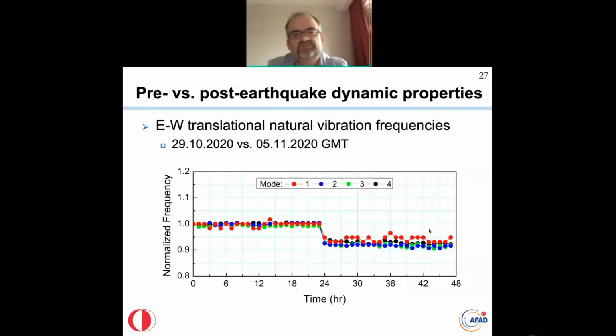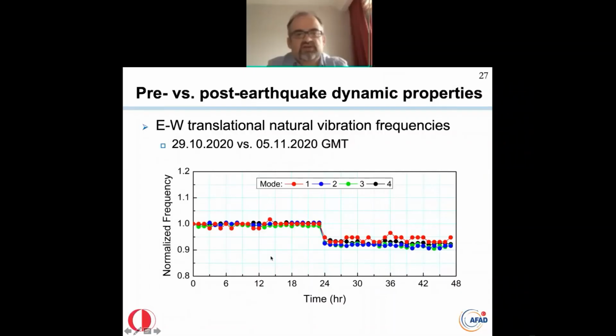All right, so here you see the comparisons of east-west translational natural vibration frequencies before and after the earthquake. So note that the frequencies are normalized with respect to their initial values, and the change in the fundamental frequency here is about 5%, and all others are less than 10% after the earthquake.